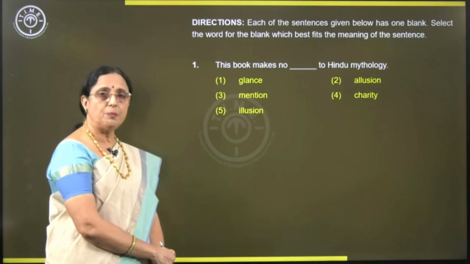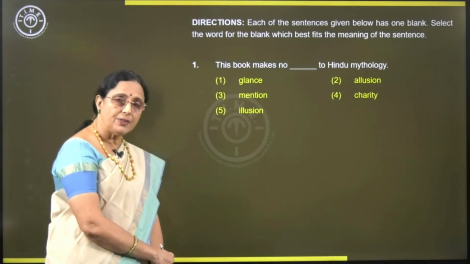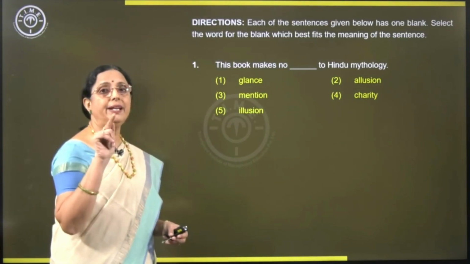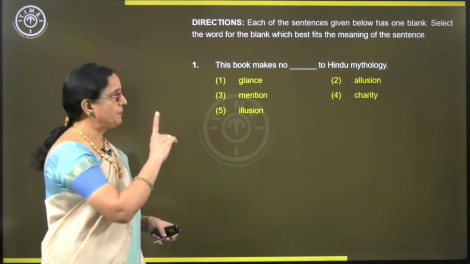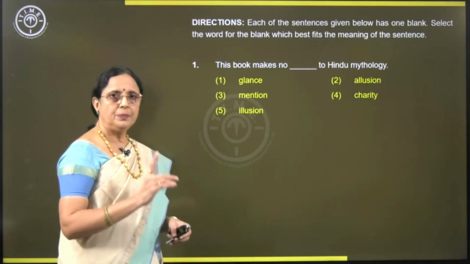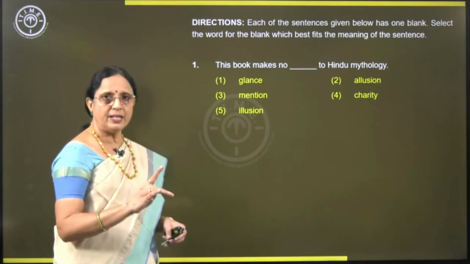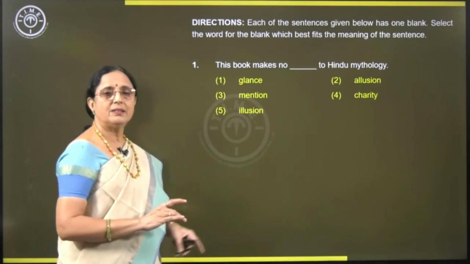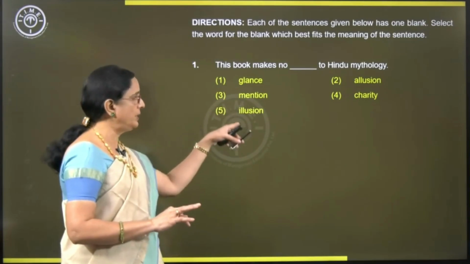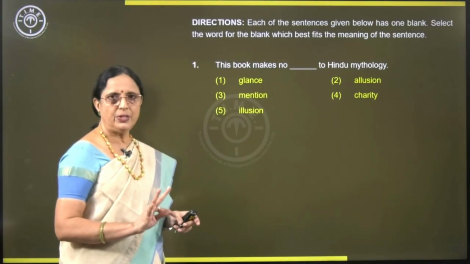In sentence completion or fill in the blanks, what skills of yours are tested? Your comprehending capacity. First thing, do you comprehend the sentence correctly or not? If you don't comprehend it, you cannot pick the right word. Second, vocabulary skill. If you don't know the meanings of the words given in the choices, you cannot pick the right word. Do you understand?